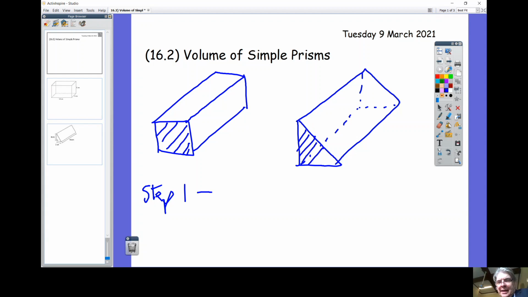If it's a rectangle, you work out the area of the rectangle. If it's a triangle, you work out the area of the triangle. What do we have to do to go from the area of a rectangle to a triangle? What's the key bit? Good, well done, Will, good man. So step one, you work out the area of the cross-section. That's the shaded bit.